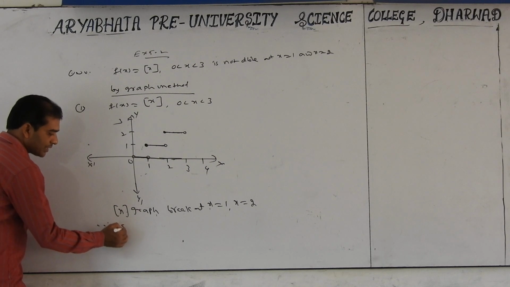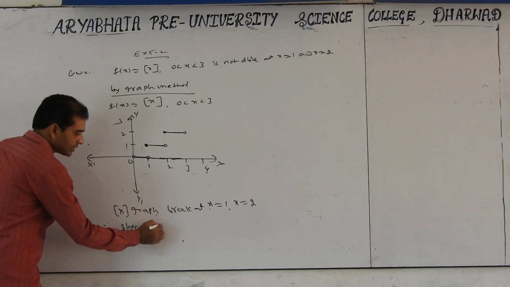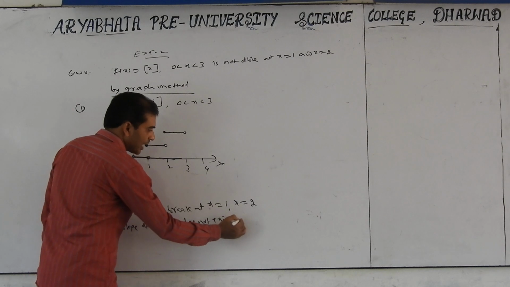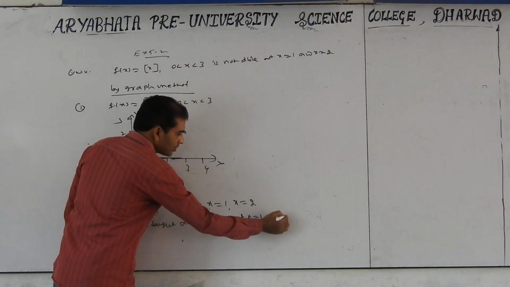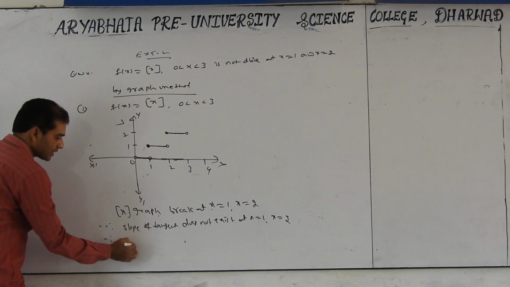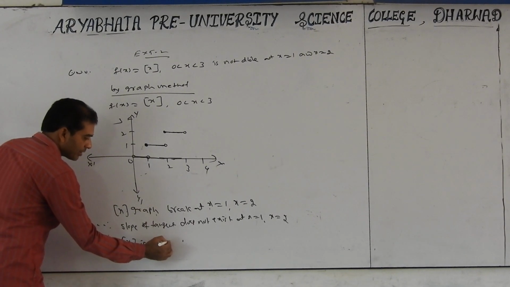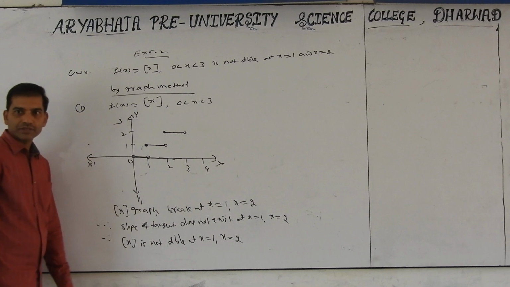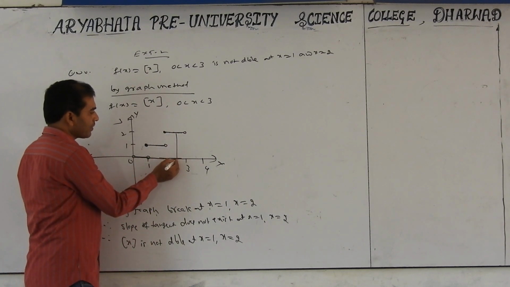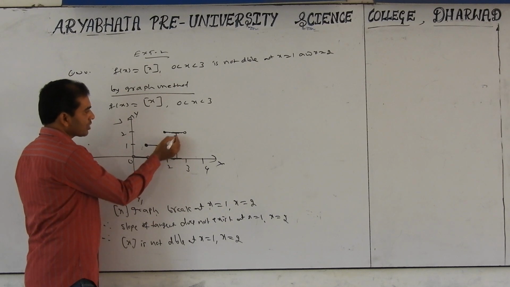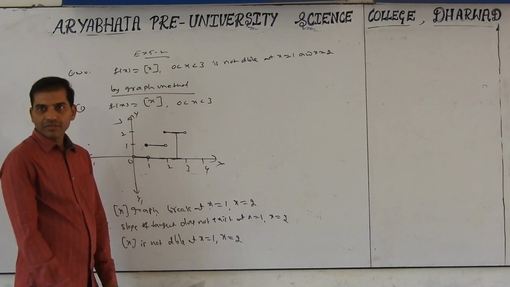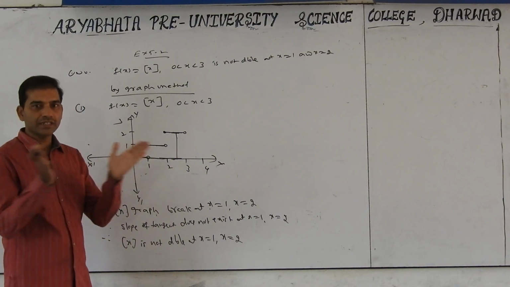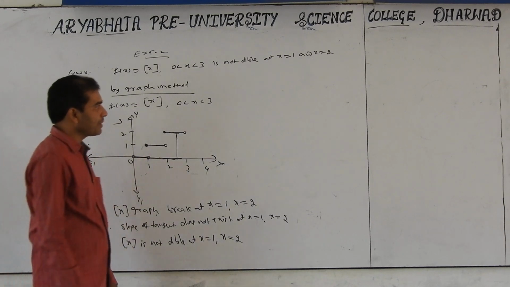Therefore, the slope of the tangent does not exist at x equal to 1 and x equal to 2. Therefore, step x is not differentiable at x equal to 1 and x equal to 2. At the middle point here, the derivative exists because this is a tangent. Here there is no shortcut, but here there is a break. Break means does not exist. Okay? Are you following? If it has a break, differentiation does not exist. The tangent does not exist. This is by the graph method.